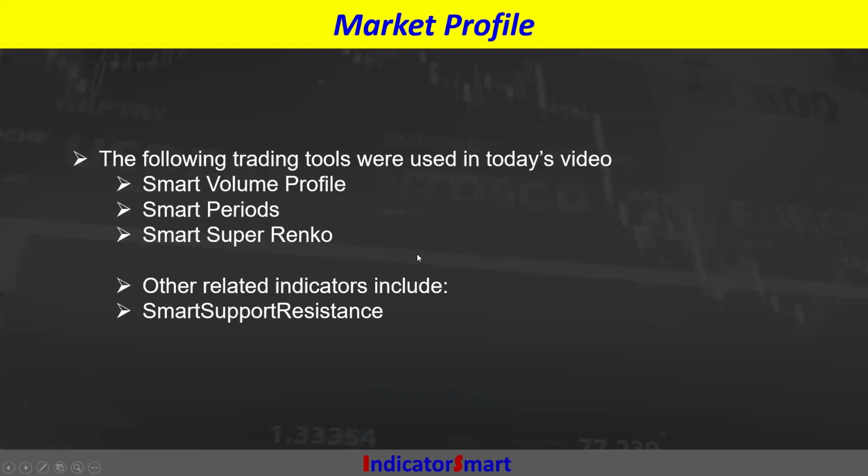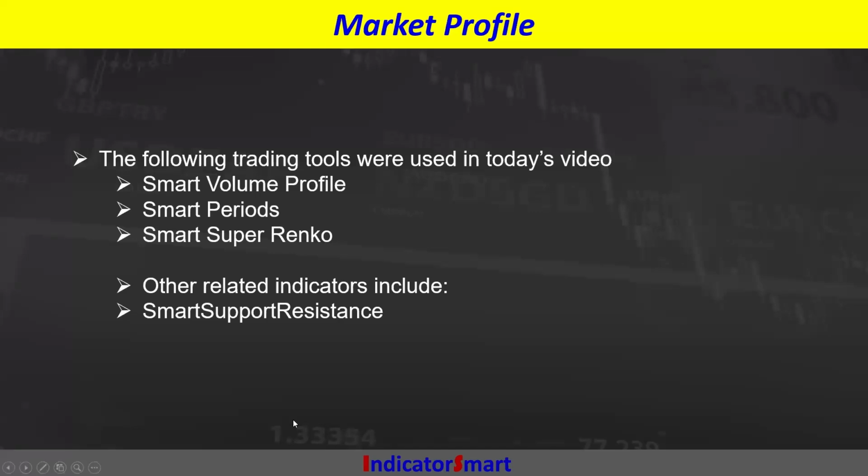In today's webinar, we've used the Smart Volume Profile, and we actually used it in the time price mode. So we used it in a market profile mode and not a volume profile mode. That is my personal choice because I know a lot of people are following that. The reason I know is because when we hit those numbers, we turn right on them, pretty crazy. And we use the smart periods and the Smart Super Renko to map those 30-minute bars, because the 30-minute time frame is the dominant time frame.